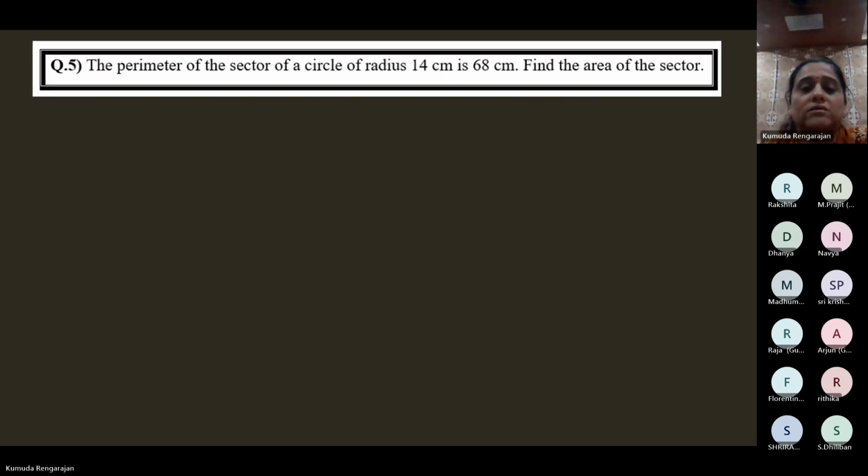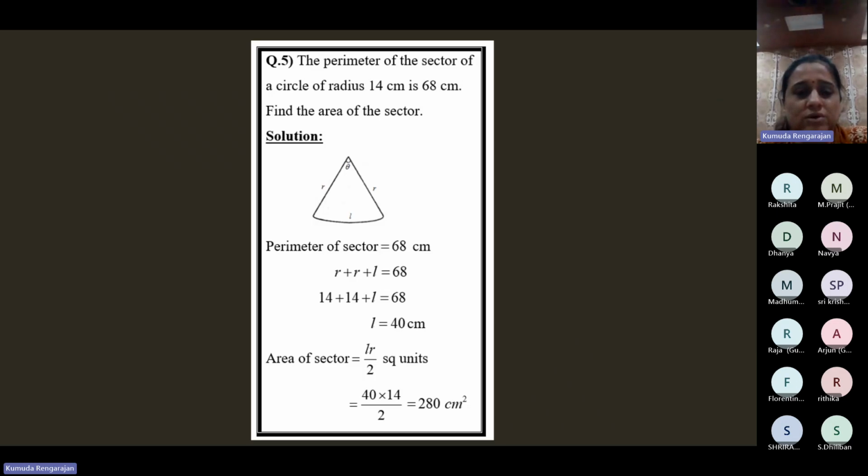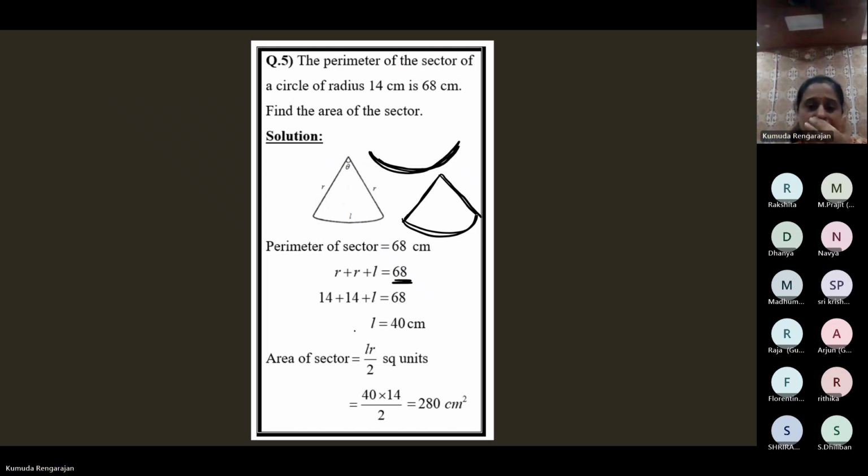All right. This one also I have nothing much to say about. You'll have to be careful when it is the perimeter of the sector. Don't think it's only the length of this one. So how does a sector look? It's bounded by 2 radii and 1 arc. So perimeter means the length of this line segment plus the length of this line segment plus the length of this arc. All this put together is the perimeter, 68.